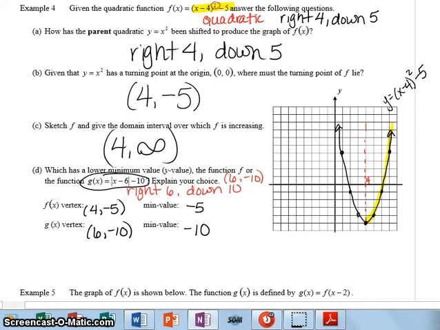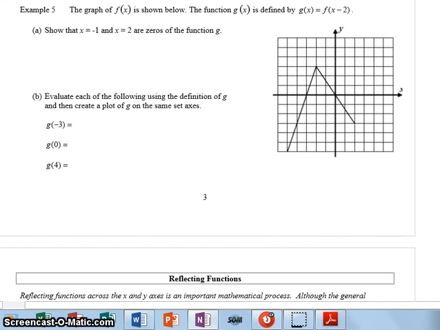Okay, last example here. The graph of f of x is shown below. The function g of x is defined by this, so this is only a shift right 2. Show that x equals -1 and x equals 2 are zeros for the function g.